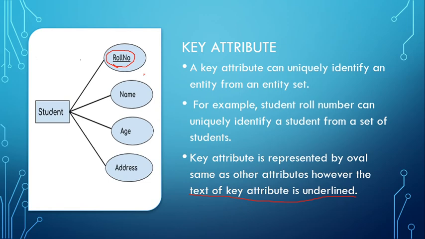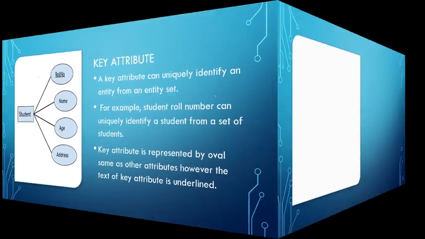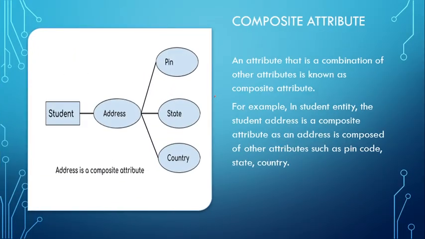Okay, and this key attribute is represented with the text underlined, the same as an oval, but inside the oval, whatever text we are writing must be underlined. With this we can identify a key attribute. Next, let's see composite attribute.